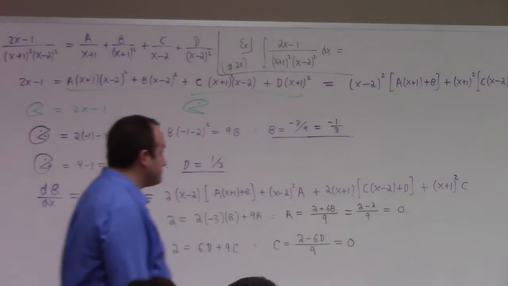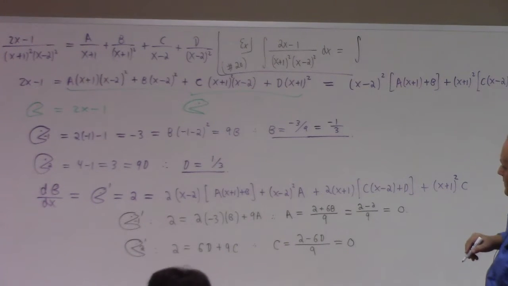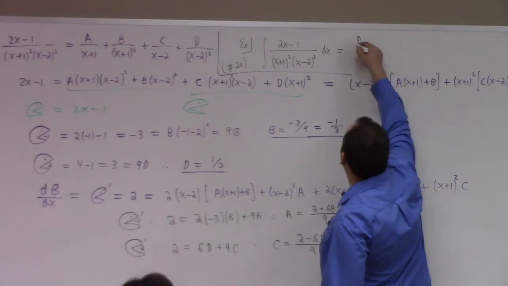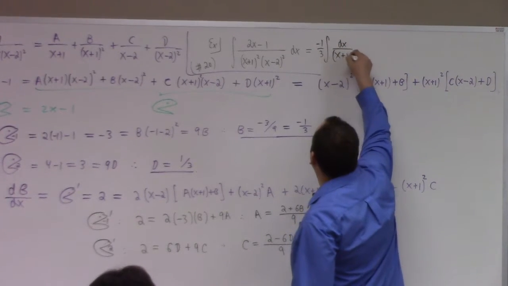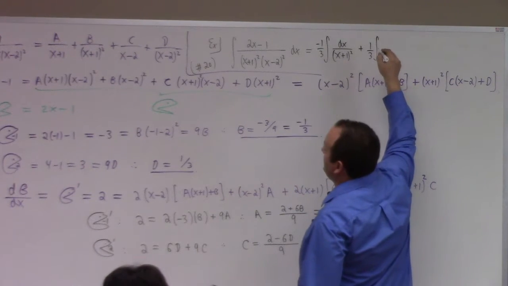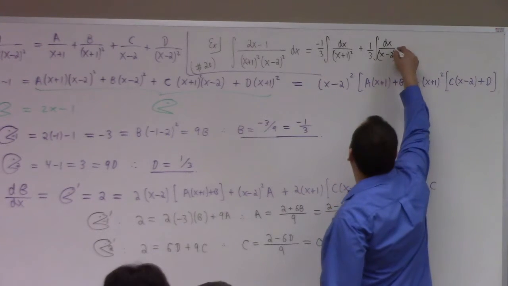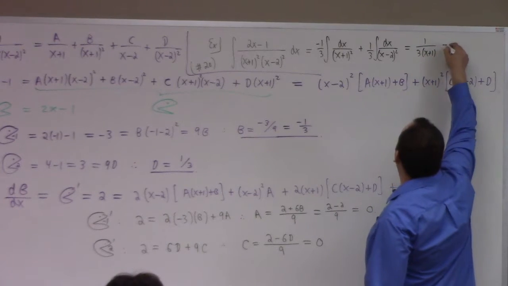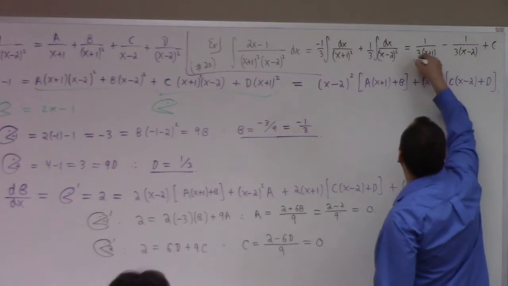So apparently, this integral is equivalent to doing the integral of b, minus 1/3 dx over x plus 1 quantity squared. That's my b term. And then my d term, what was d? Dx over x minus 2 squared. So you can read that. That's 1 over 3 times x plus 1 minus 1 over 3 times x minus 2 plus a constant. There you go. There's the integral.